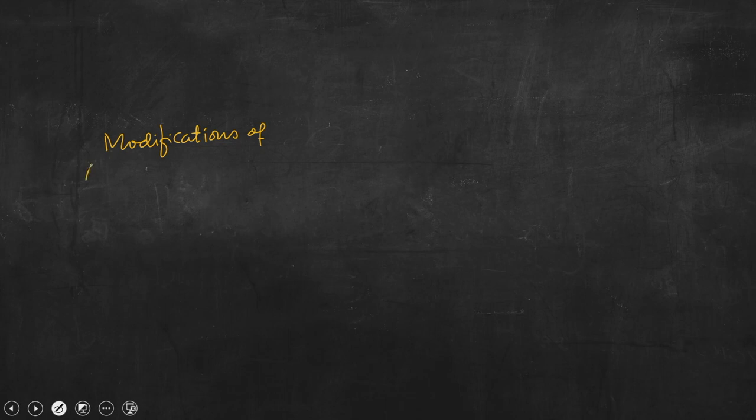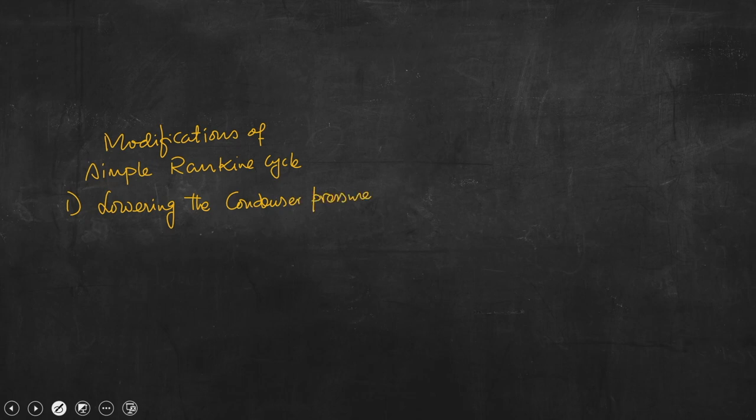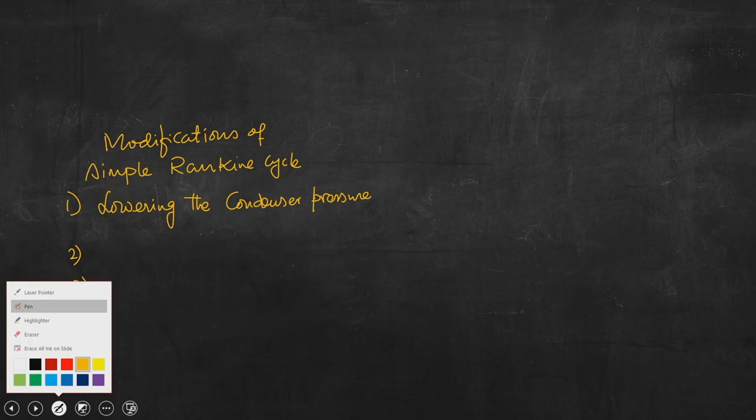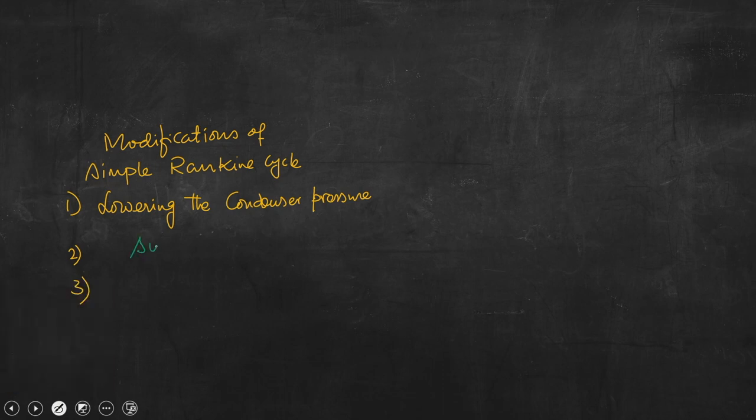So, you know that modifications of the simple Rankine cycle: number one, which we have already discussed in the last class, is lowering the condenser pressure. Number two and number three, which we are going to discuss today, are superheating the steam beyond that particular point, that is point 3.